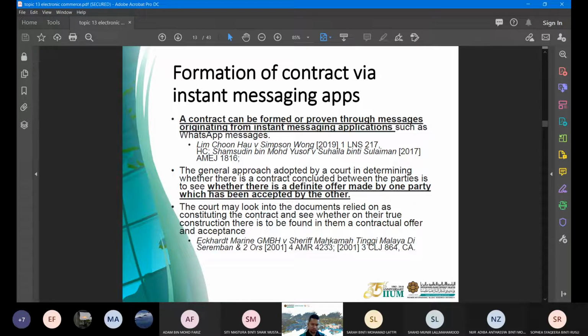So the court has to dig further on this. The court may also look into the documents relied on that constituted the contract, and the court can see what would be their true construction, to determine whether there is an offer and acceptance. So the position is similar to the regular contract. You can also make a contract through WhatsApp messages.